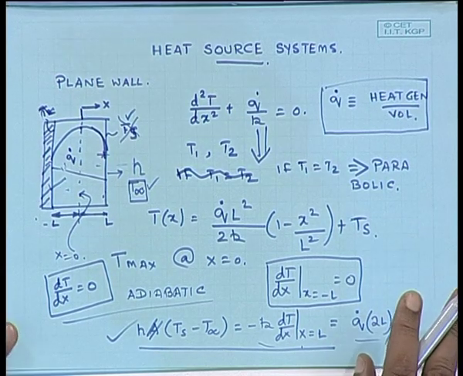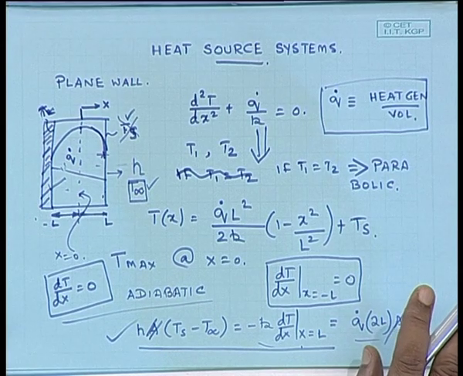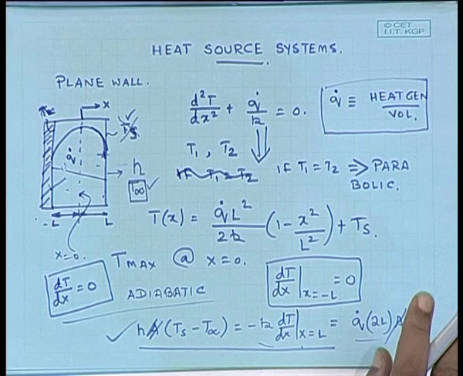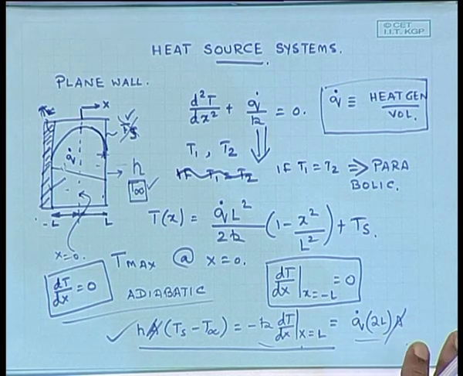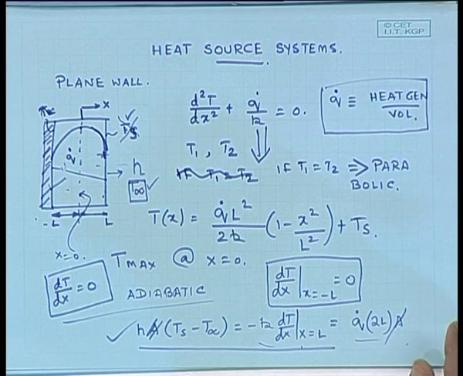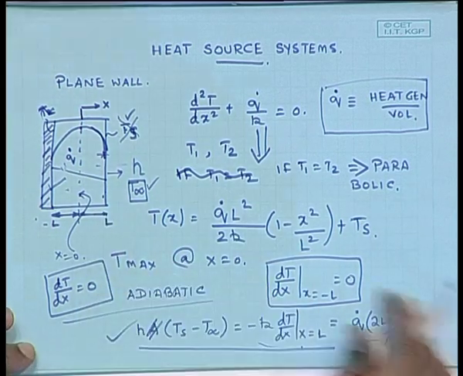Q dot is uniform generation of heat. So, at any point the amount of heat generated is Q dot watt per meter cube. So, you multiply that with the volume of the system to get the total amount of heat that is generated, and at steady state the total amount of generated heat must be convected out at x equal to plus L.